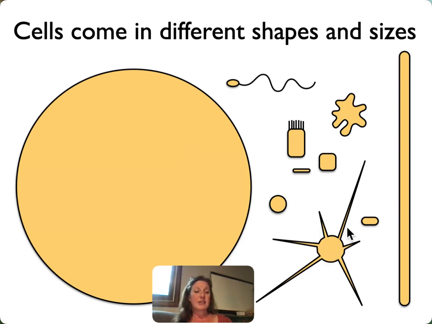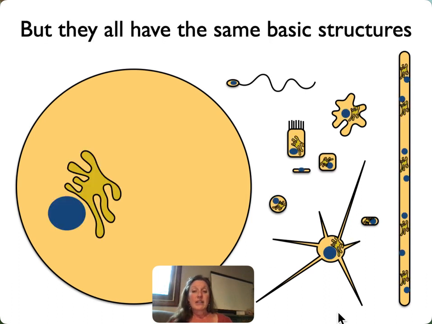But they have different shapes. Some have projections, some have modifications of the membrane, some their shape is changing constantly, some are actually made of lots of cells put together. Regardless of the shape, they all have the same basic structures, and that's what we're going to go over in this video.